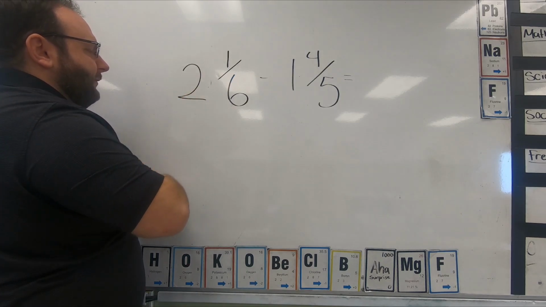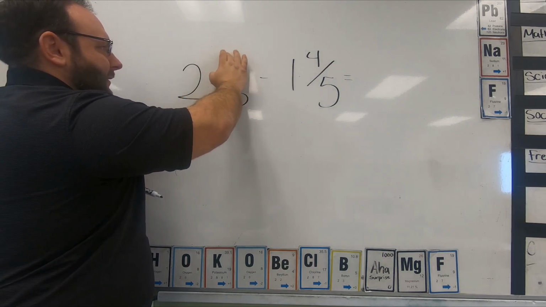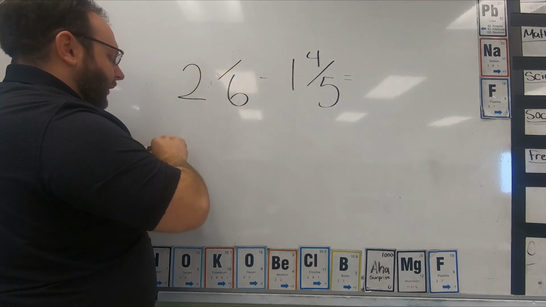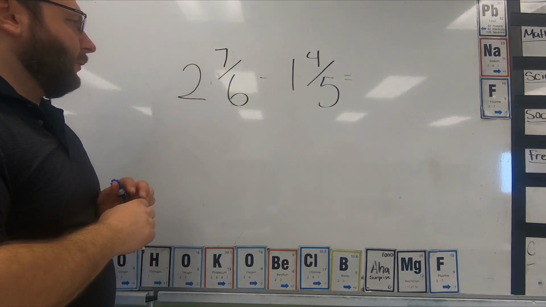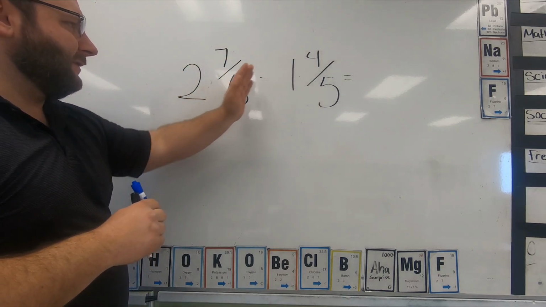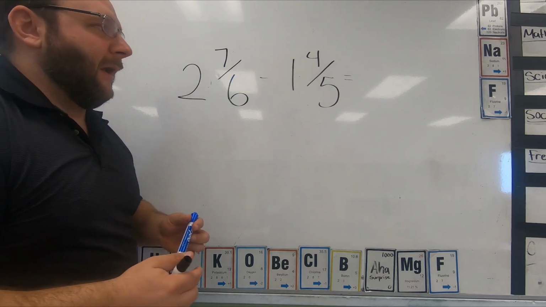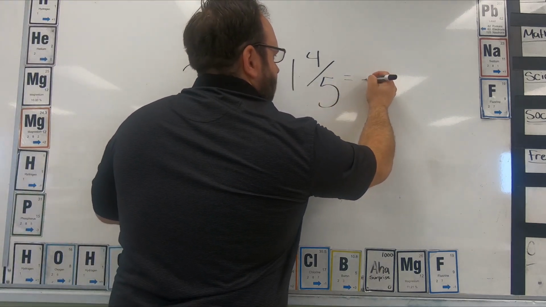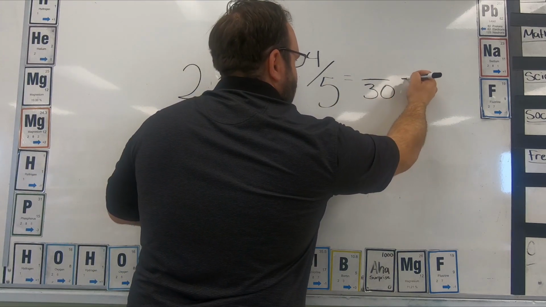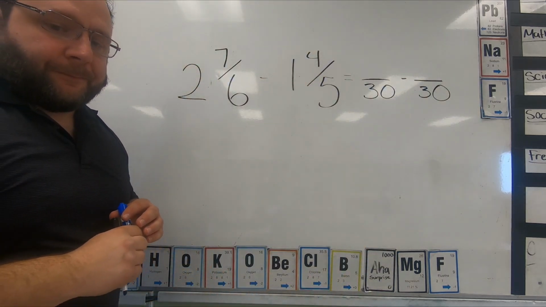Now, each one of these mixed numbers was valued at 6, because 6 is a total. So we're now going to add 6 on to here, which will now give us 7/6, because we had 1 in our numerator place to begin with. So now we have 2 and 7/6, take away 1 and 4/5. Now we can subtract this as if it was just a normal fraction. So the lowest common denominator between 6 and 5 is 30. So let's rewrite our fraction with our new lowest common denominator at 30.